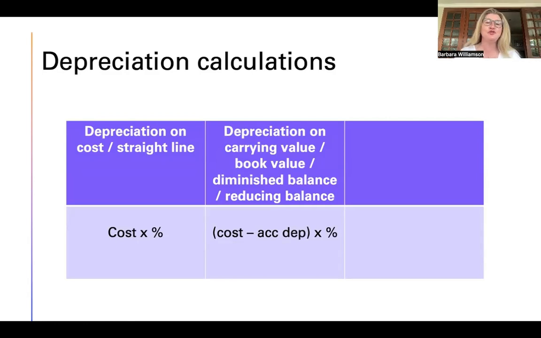In practice, most businesses use depreciation on cost. Very few use the depreciation on carrying value, probably because obviously IFRS requires that we want fair presentation and we need to link our expenses to the period in which the revenue is generated.